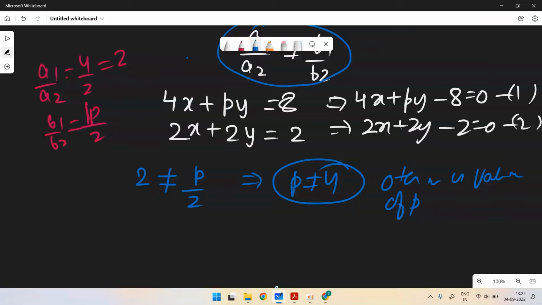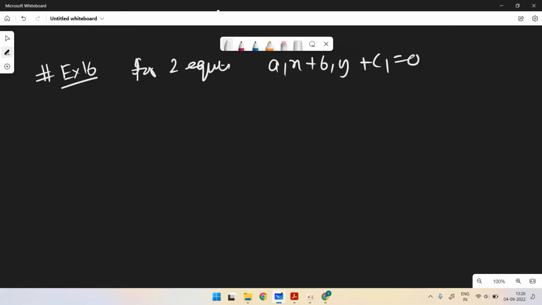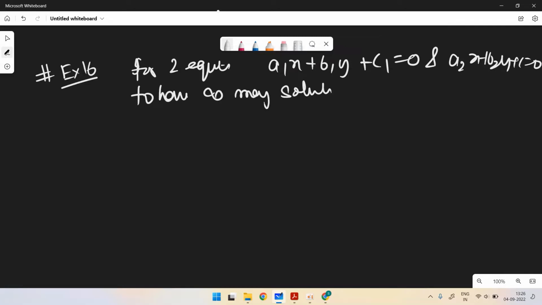So as per example 16, for two equations a1x plus b1y plus c1 equal to 0 and a2x plus b2y plus c2 equal to 0, to have infinitely many solutions, don't write infinite like this, you need to write infinitely many solutions in the exam, then a1 by a2 should be equal to b1 by b2 should be equal to c1 by c2.